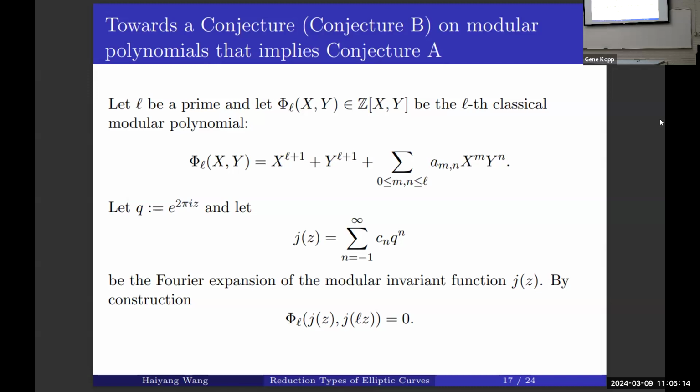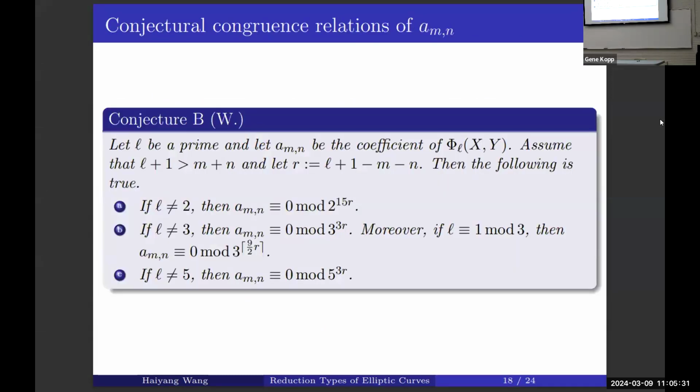Let J(z) be the modular invariant function, and let c_n be the Fourier coefficients of J(z). By construction, phi L of J(Lz) and J(z) is equal to 0. Here is conjecture B. Let L be a prime, and let a_mn be the coefficients of phi L. Assume that L plus 1 is greater than m plus n, and let R be L plus 1 minus m minus n. Then the following is true.